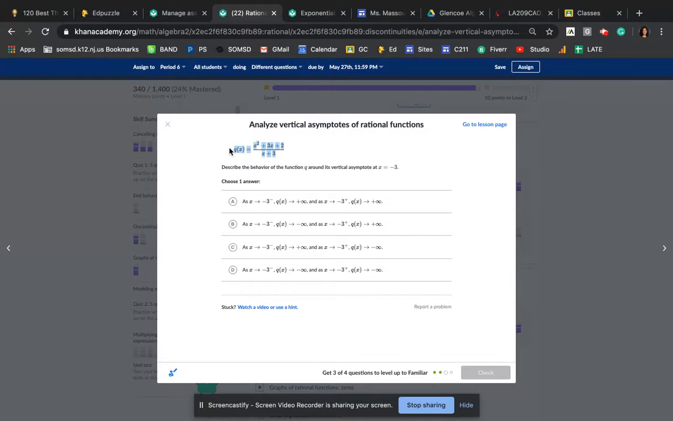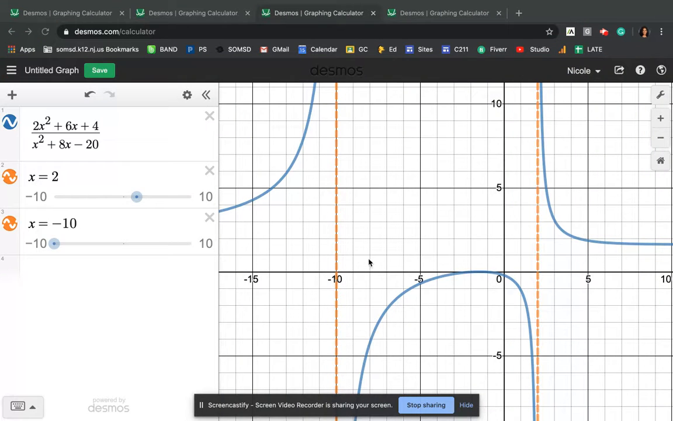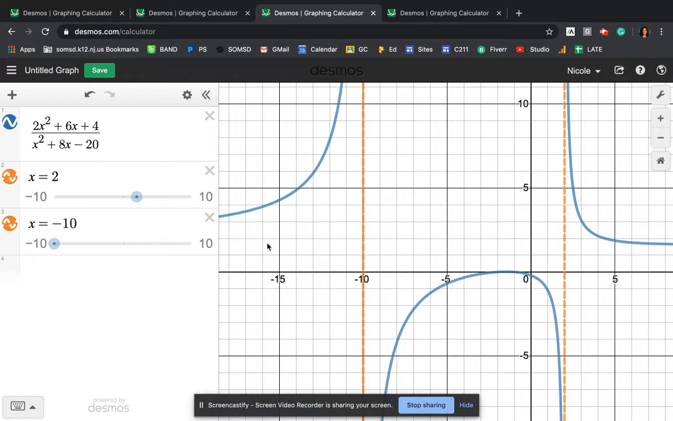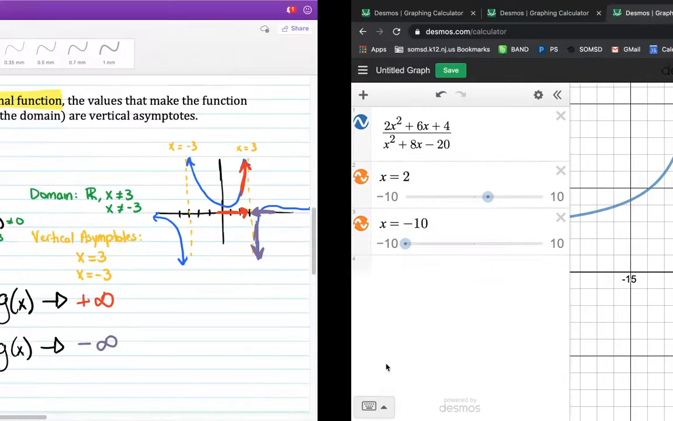So for these functions, what you're going to do for the Khan Academies, my recommendation is to literally take this function, put it into Desmos, and then just look at the behavior. So for this function, which we did also, right? What is the behavior as x approaches, let's say, -10? So as x approaches -10 from the left, the function approaches positive infinity, and as it approaches it from the right, it approaches negative infinity. That's all.